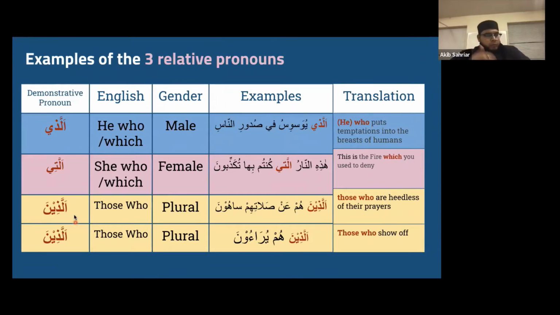Okay, and then moving on, because we'll break these down as we go through the next slides. Alladina. There are two examples of alladina that I brought for more clarity. Alladina means those who, for plural, for both masculine and feminine. Number one is alladina hum an salatihim sahun. In Surah Ma'un, Allah subhanahu wa ta'ala says, those who, alladina, hum, who, an salatihim, from their prayers, sahun, are heedless.